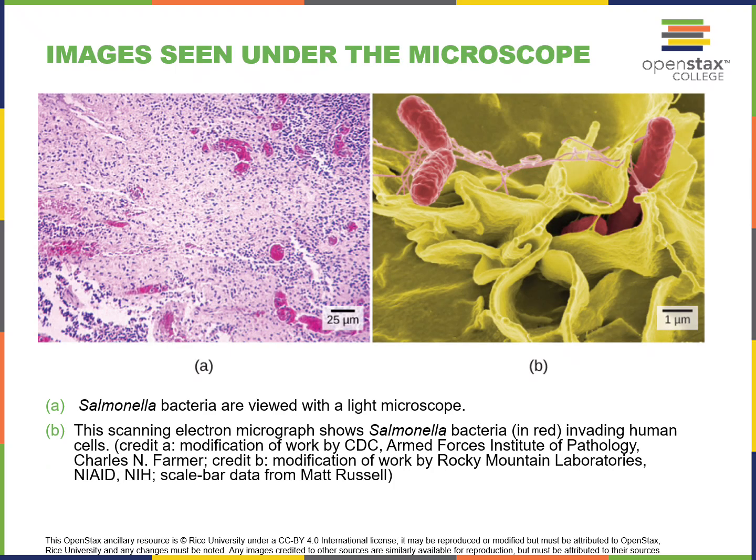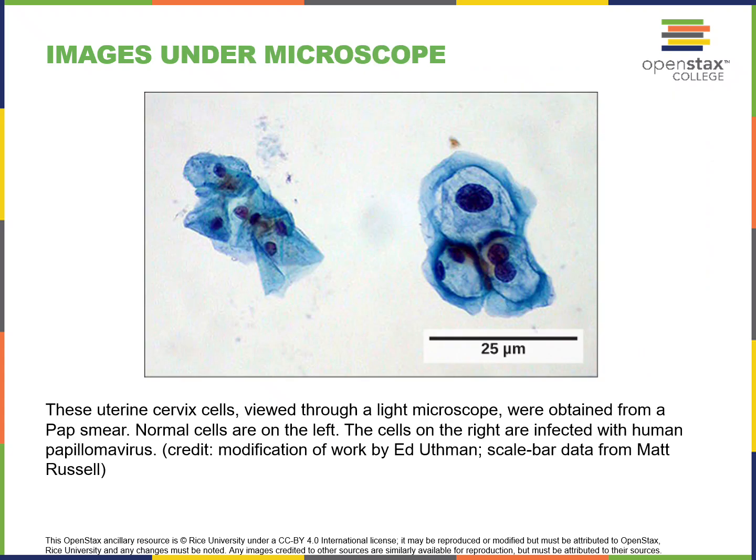These are just some images of things underneath a microscope. This first one is a salmonella bacteria, and then the second one is a scanning electron micrograph, SEM, which is a very specific type of microscope, and that one looks really, really deep in. So this is a very high-powered scope. And then some more things under a microscope. These are cervix cells from the uterus seen under a light microscope. This is more commonly what you would see. Cells under light microscope.